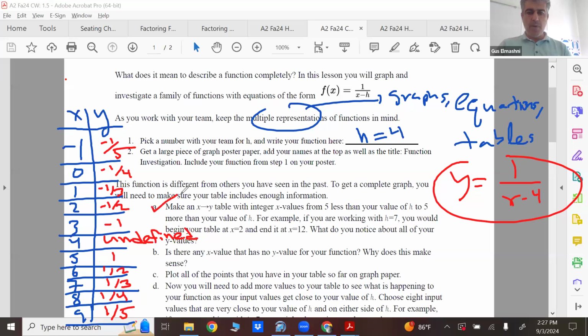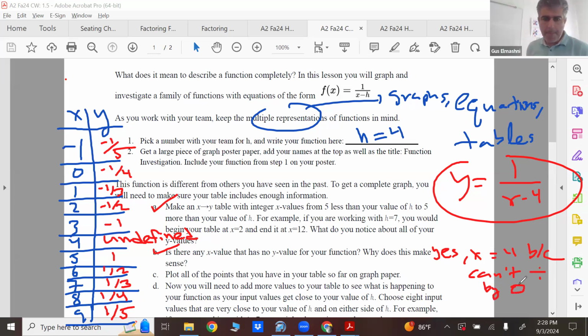Okay, so part A is done. Part B, is there any x value that has no y value? Yes. X equals 4, because you can't divide by 0. Okay, that makes sense.